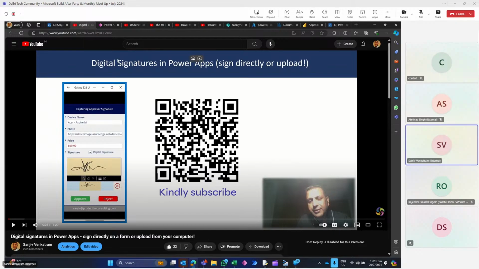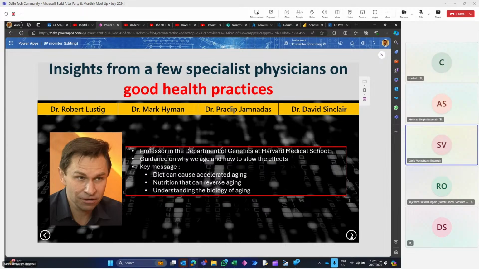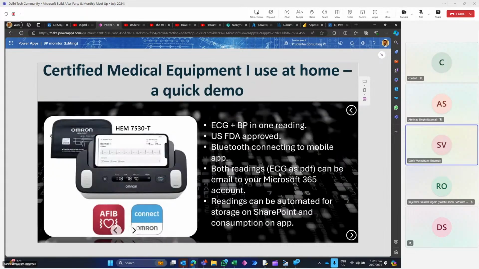Okay, so let us get down to business. Then we'll get down to the monitors and metrics and the tools that I actually use.